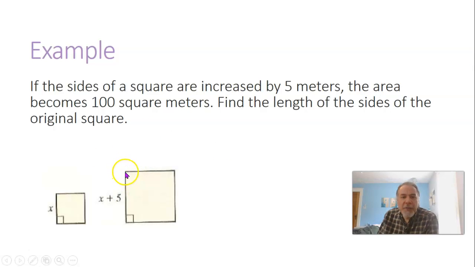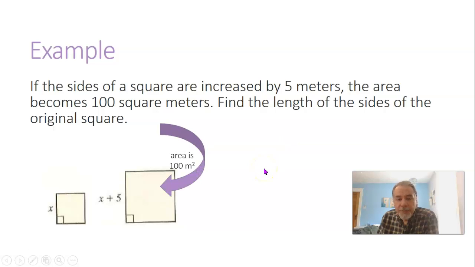So the area of a square is just any one of the sides squared. For a rectangle, it would be length times width. But for a square, those two are the same as each other. So you just take that number times that same number. So the area, x plus 5 squared, is equal to 100 square meters. There's our equation.